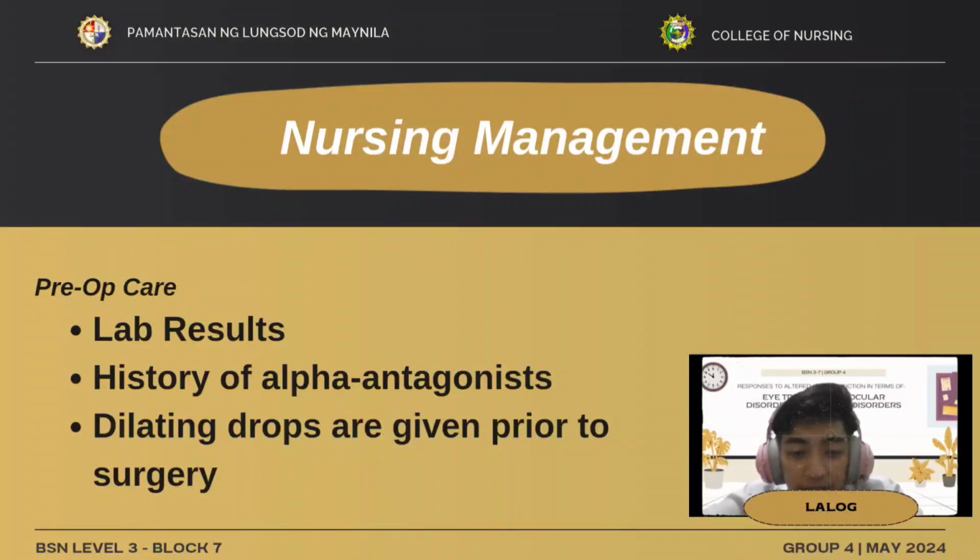Sa preoperative, kailangan natin ma-obtain yung mga lab results tulad ng CBC, ECG, urinalysis, that is case-to-case basis sa ating pasyente. Take note natin kung meron siyang history of alpha antagonist dahil ito ay pwedeng mag-increase ng chance of developing miosis and iris prolapse. And then we can administer dilating drops prior to the surgery tulad ng mydriatic, para ma-constrict yung iris dilator muscle, tropicamide, anticholinergic, and anti-anxiety medications.